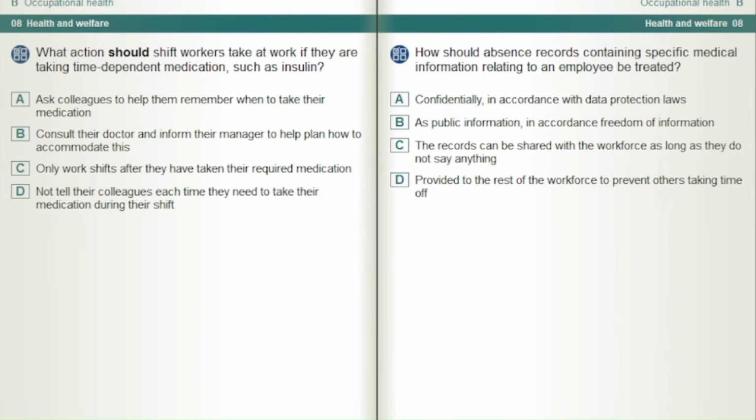What action should shift workers take at work if they are taking time-dependent medication such as insulin? Ask colleagues to help them remember when to take their medication. Consult their doctor and inform their manager to help plan how to accommodate this. Only work shifts after they have taken their required medication. Not tell their colleagues each time they need to take their medication during the shift.